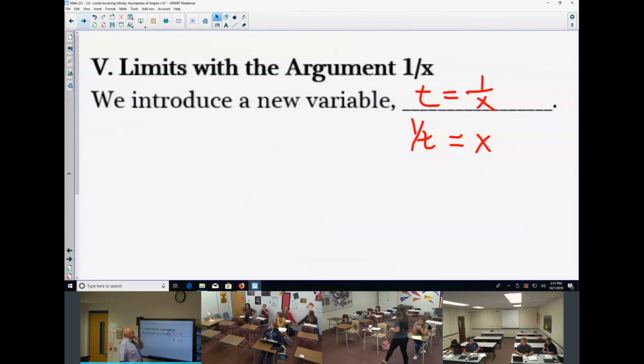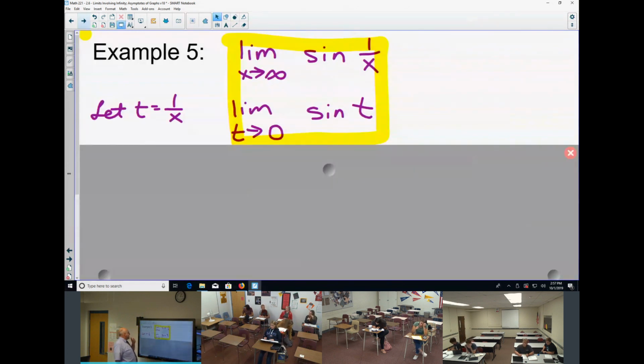All right, next. Limits with the argument 1 over x. Okay? Sometimes if it's difficult to do a limit where the variable is in the denominator, then one little algebra trick that you can do is introduce a new variable that's the reciprocal. So like say t, which is 1 over x. So that would mean 1 over t is equal to x. All right, so let me give you an example of something like this.